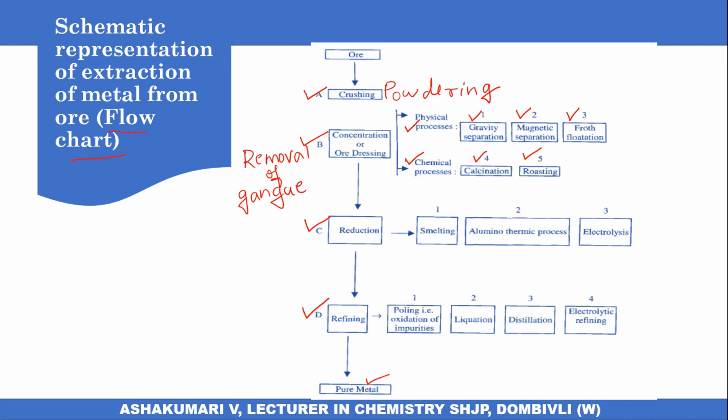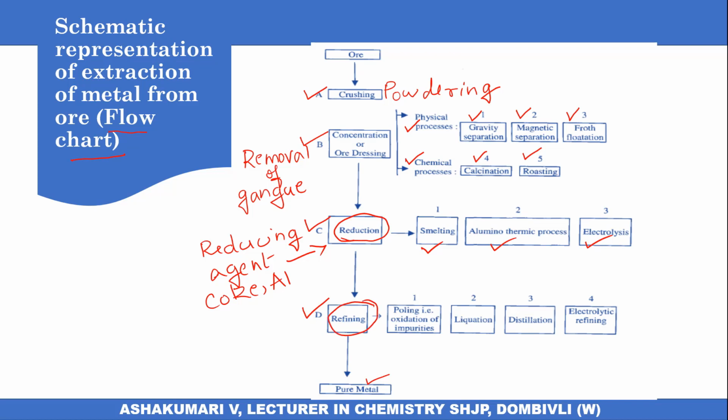Reduction is a process in which the ore is reduced to the metallic state with the help of a reducing agent. Therefore, in reduction we require a reducing agent. We can use charcoal, coke, aluminium as a reducing agent. In reduction, there are 3 different methods. They are smelting, aluminothermic process, and electrolysis.